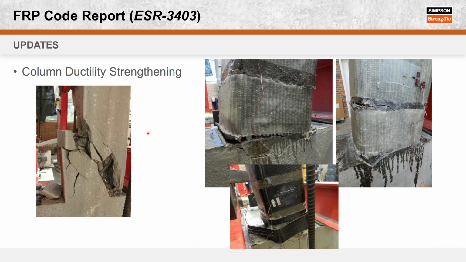So here's some pictures of our column ductility strengthening. The one on the left is unstrengthened, so no FRP. And then we had also glass specimens and carbon specimens. So you can see we basically loaded the top of the column and moved it back and forth until the column broke. Where was this testing done? This testing was done at NC State.